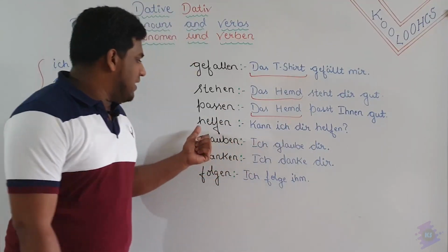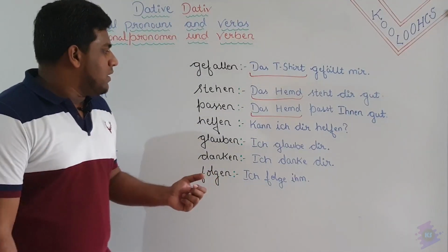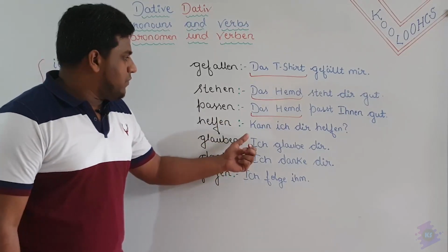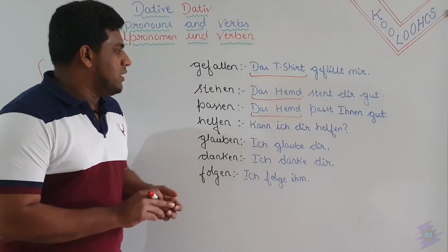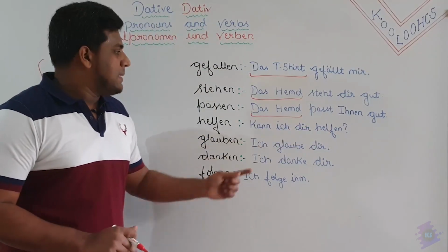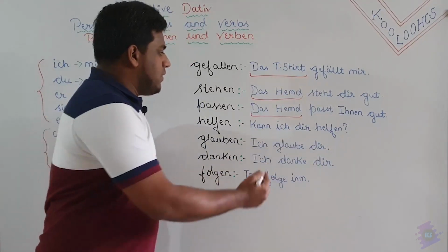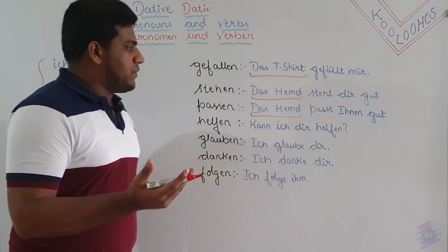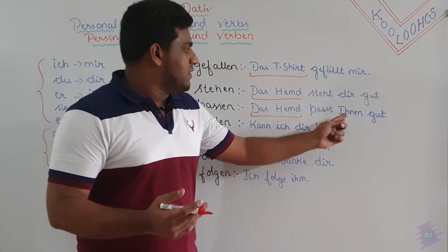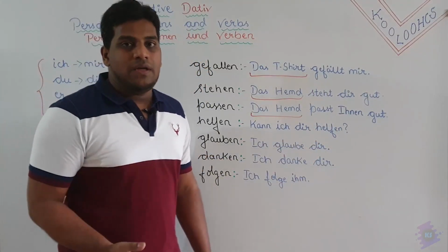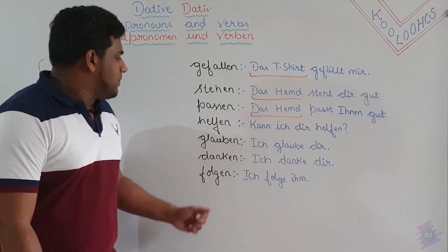And next one is helfen. Helfen means to help. To help someone is helfen. So suppose if I want to ask, can I help you? I should say, "Kann ich dir helfen?" Okay. Or if I want to use respect, I should say, "Kann ich Ihnen helfen?" This Ihnen I should use here if I want to give respect to some elders. Yeah, that is the usage of helfen.